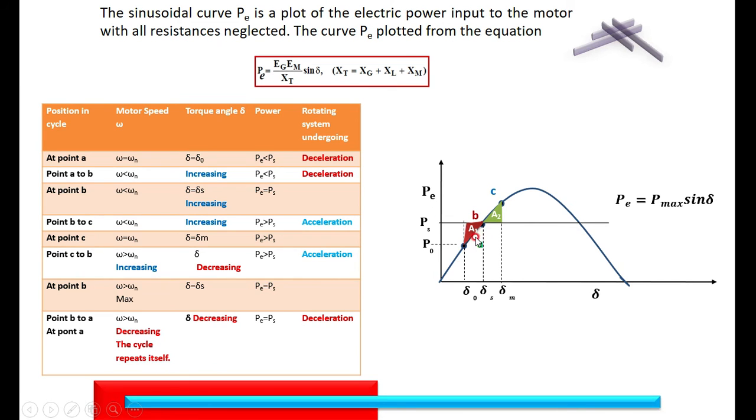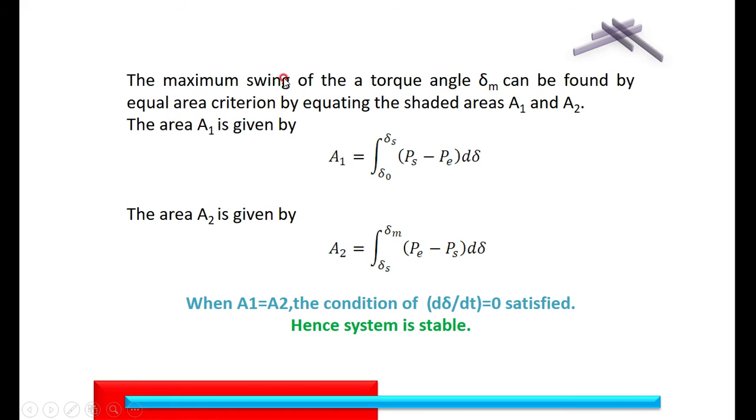When A1 and A2 are equal, up to that point the system is stable. Once Ps is increased in such a way that A1 is not equal to A2, then the system loses its synchronism. That is how it is explained here. The maximum swing of the torque angle delta m can be found by the equal area criteria, by equating the shaded areas A1 and A2.